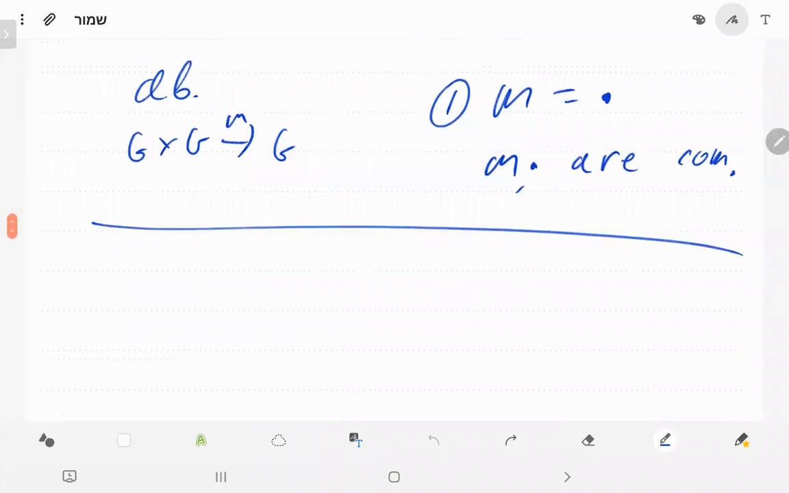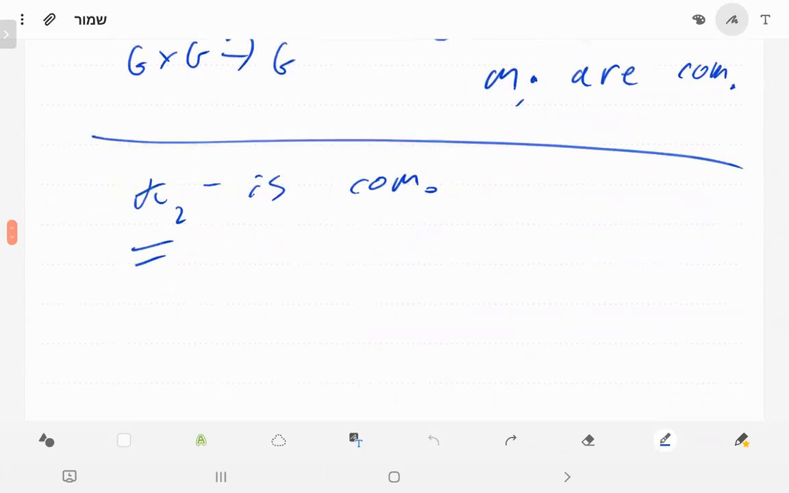And I can say some kind of application of this. So the fact that pi2 is commutative. Do you know what pi2 is? No, you don't know. Okay, so I will tell. So what is pi1? Do you know?